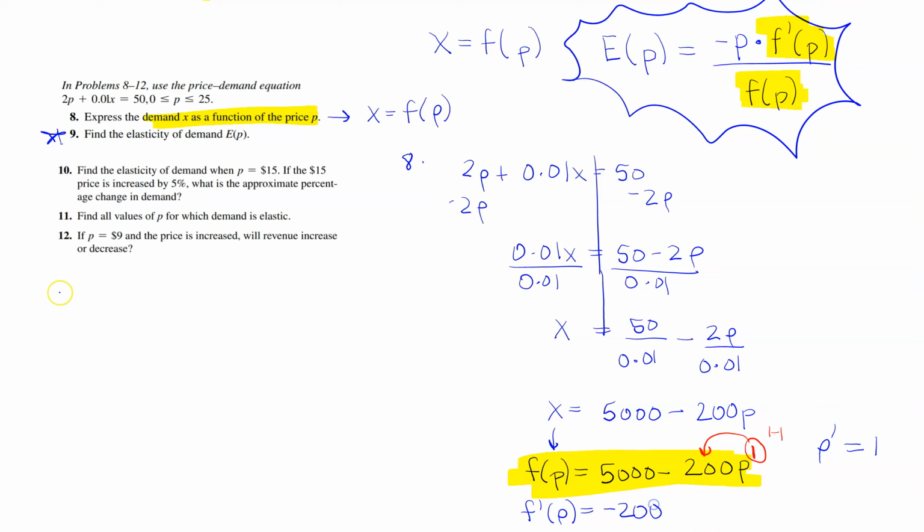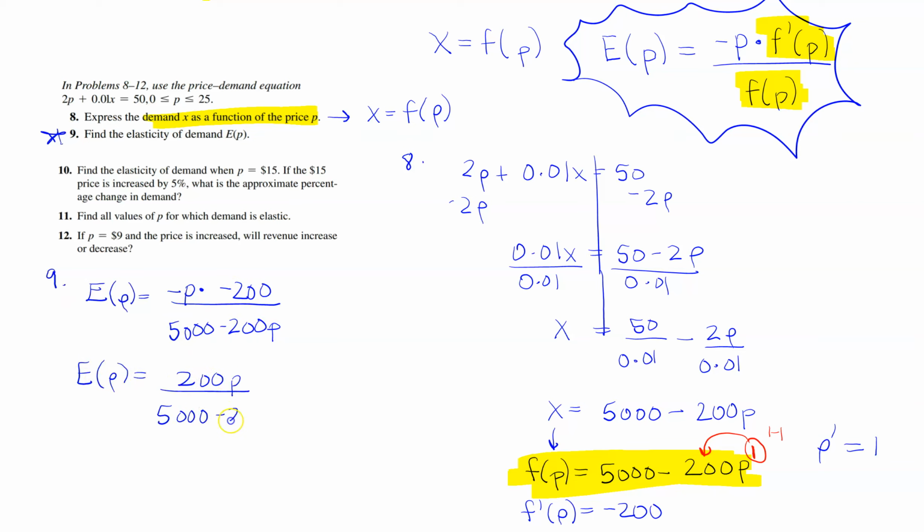And now we can find E of p. So E of p is negative p times the derivative, which we just found was negative 200, all over the f of p function, which was 5,000 minus 200p. And I can simplify that numerator. Negative p times negative 200 is just going to give me 200p. And you can stop right here. You don't have to do anything fancy.